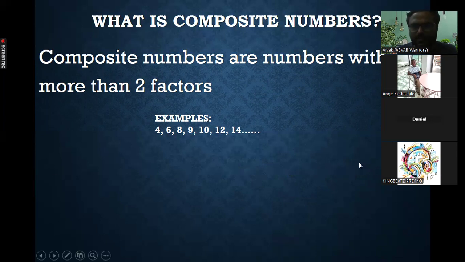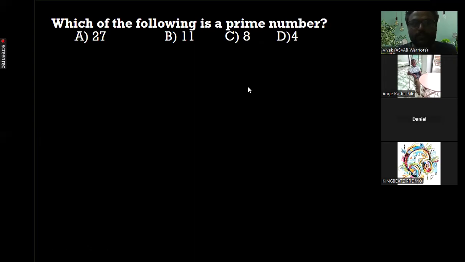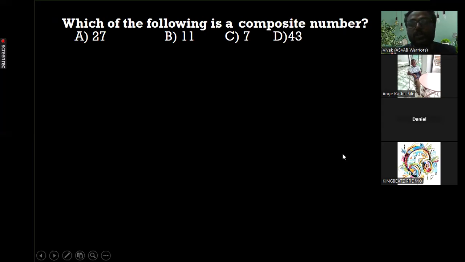Now, question for you. Which of the following is a prime number? You can just type the answer in the chat box. Which of the following is a prime number? 11. Very good, because 11 is divisible by 1 and itself. Now, let's move on to the next question.